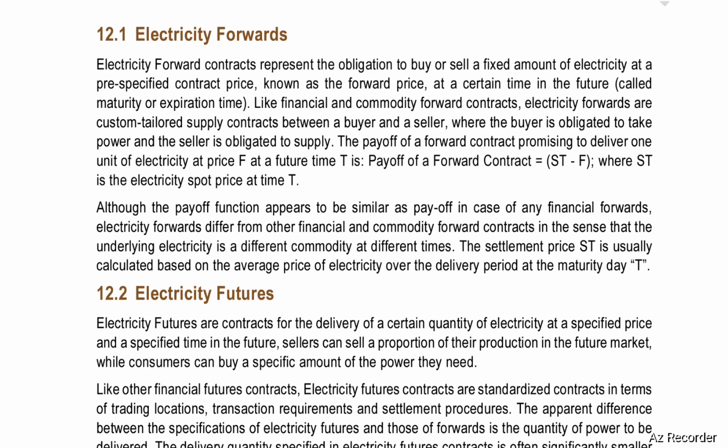Although the payoff function appears similar to the payoff in the case of financial forwards, electricity forwards differ from other financial and commodity forward contracts in the sense that the underlying electricity is a different commodity at different times. The settlement price ST is usually calculated based on the average price of the electricity over the delivery period at the maturity date T.